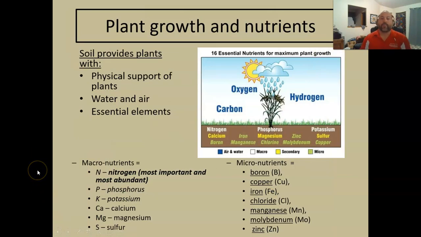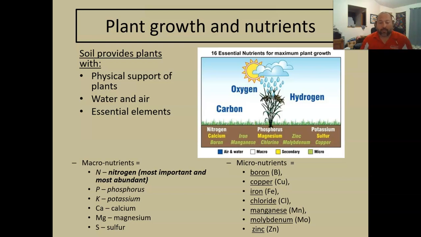There we go. So, plant growth and nutrients. Soil is going to provide plants with physical support. The roots are going to dig into the soil, and that's going to help anchor the plant. It's going to provide water and air to the plant, and it's also going to supply essential elements to the plant. So what essential elements?